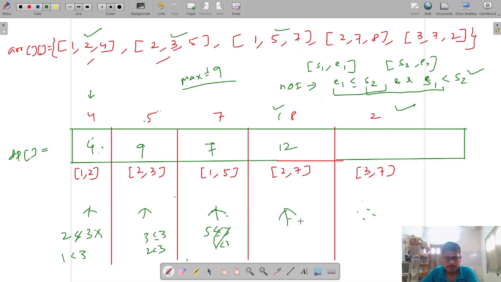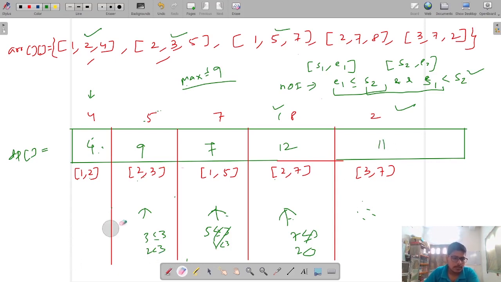Now check this one, 2, 7, 3, 7. So 7 is not less equal to 3, but 2 is less than 3. So these are overlapping also. So the maximum possible in this case will be only 2 plus 9. So max is not updated because there are no other non-overlapping intervals. So 9 plus 2, 11 will be my answer, right?